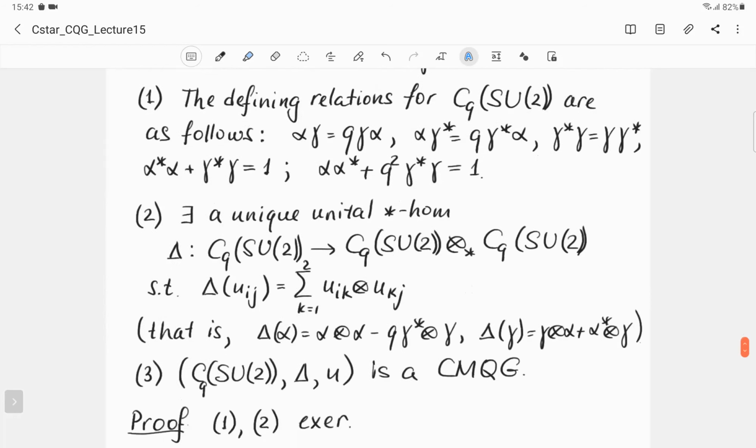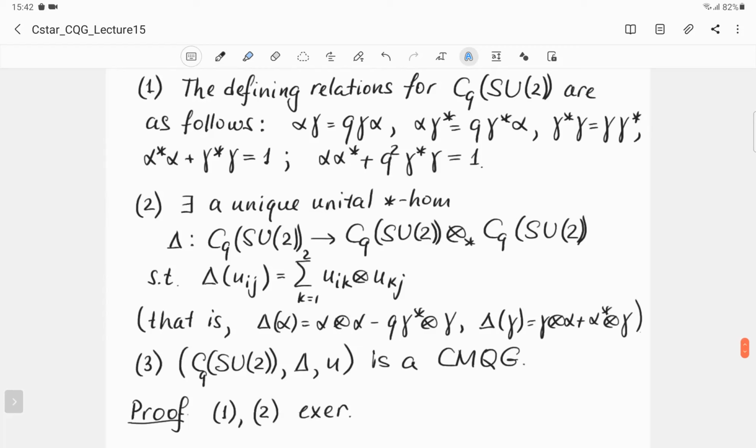So to show the existence and the uniqueness of such a homomorphism, we just define delta formally on the matrix entries, and we check explicitly that the resulting 2x2 matrix, which consists of this element and the other elements, is unitary over the tensor square of this algebra. And then we just apply the universal property of this algebra. Again, this is an elementary calculation.